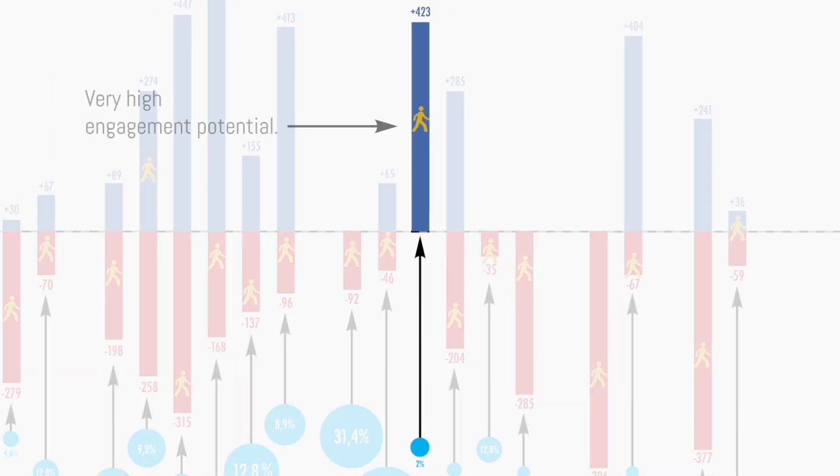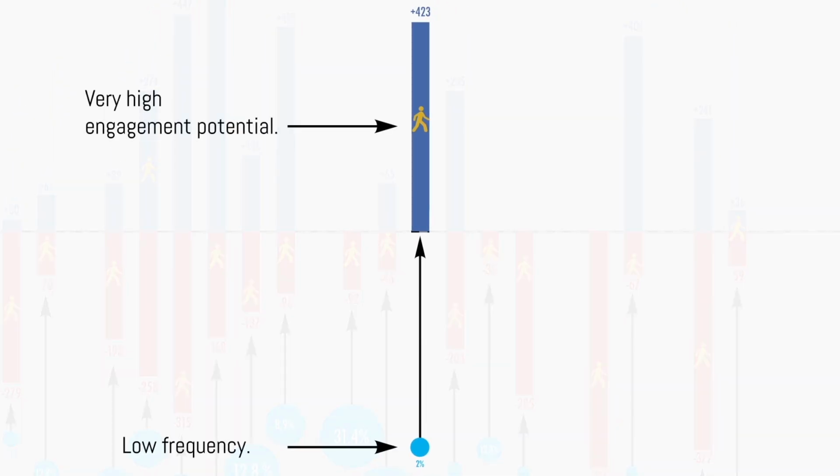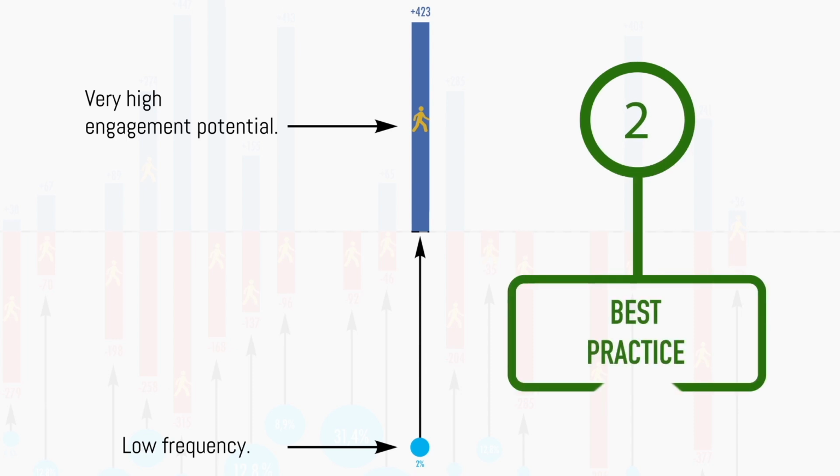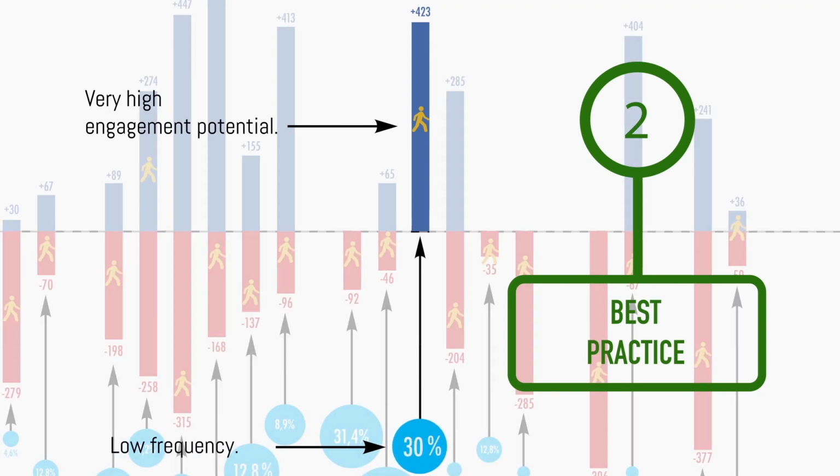Second situation, a high blue bar with a small occurrence of only 2%. That means that a best practice has been identified, infrequent but with a real impact on employees. Conclusion: this is a best practice, driving employee engagement, which needs to be deployed from 2% of occurrence today to 20% or even 30% tomorrow.